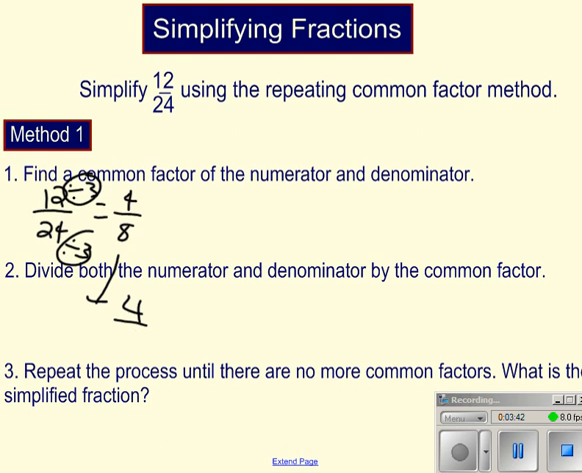So when I have 4/8, I have to ask myself, is that in simplest form, or can it be divided by another factor? And it can. I can divide by 2. 4 divided by 2 is 2. 8 divided by 2 is 4. Once again, there's still a common factor. I can divide that by 2 and divide that by 2, and I get 1/2.